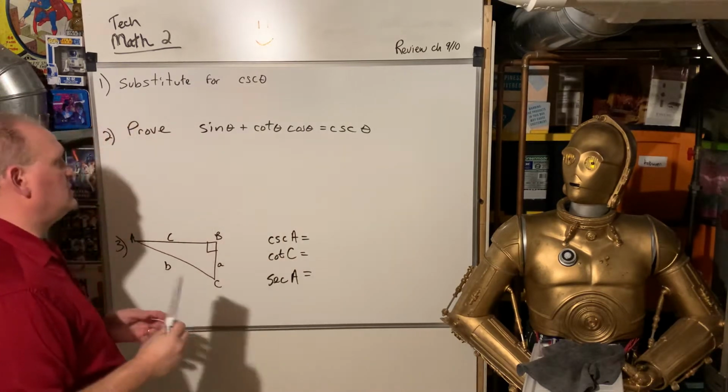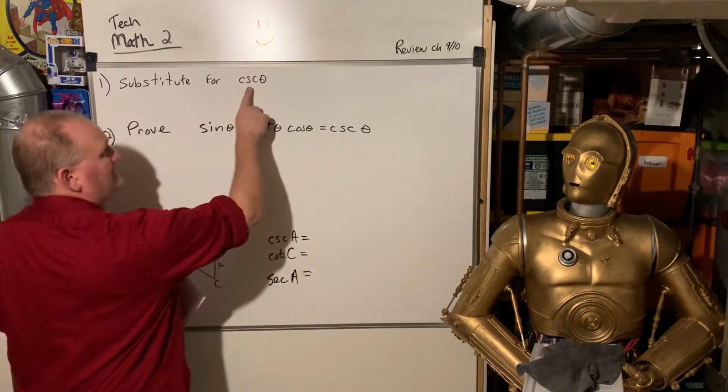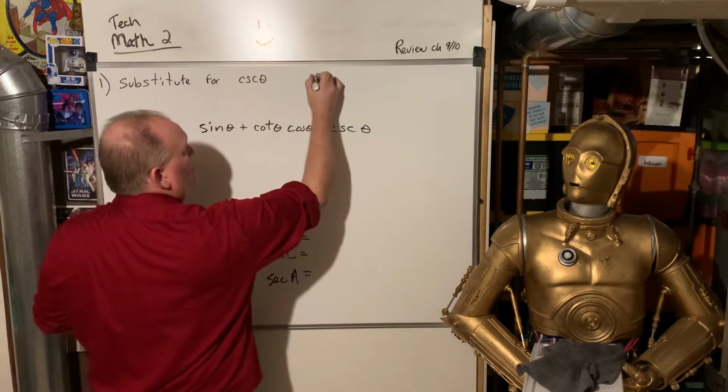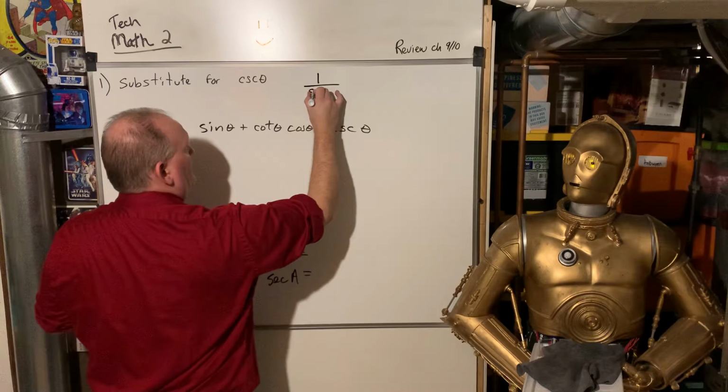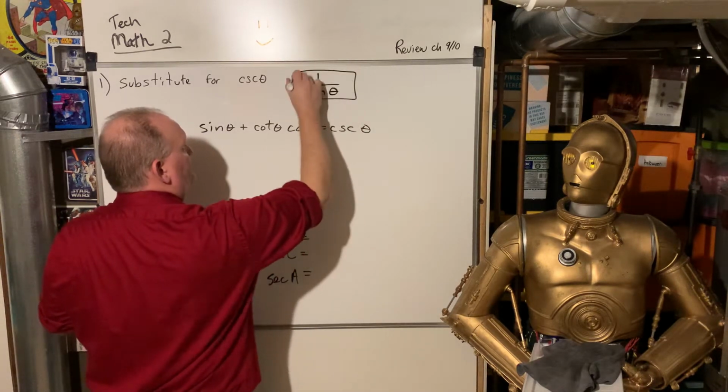State a substitution for the cosecant that involves sine. So remember what cosecant is. That is 1 over sine theta. And that's it.